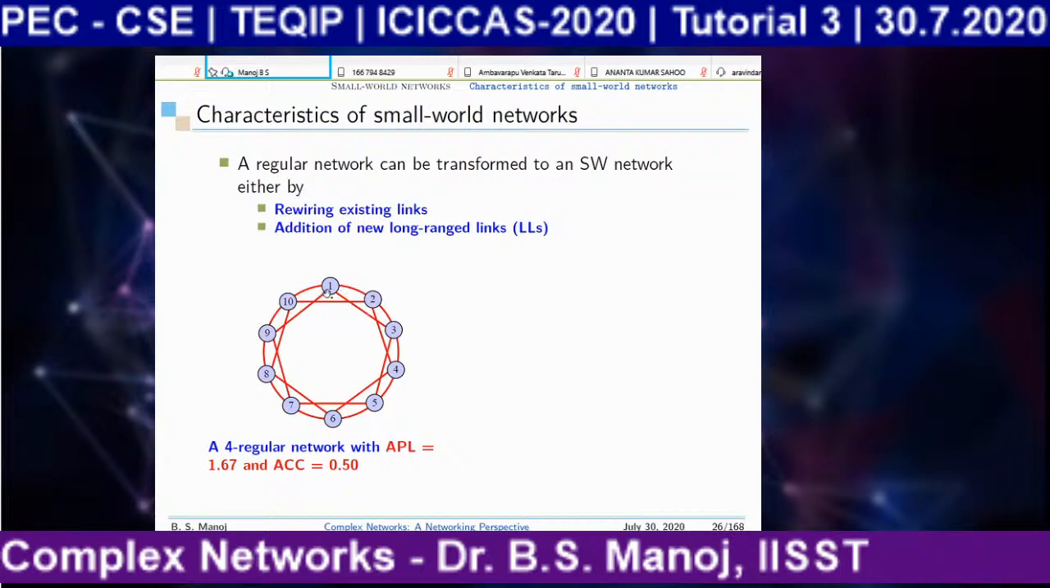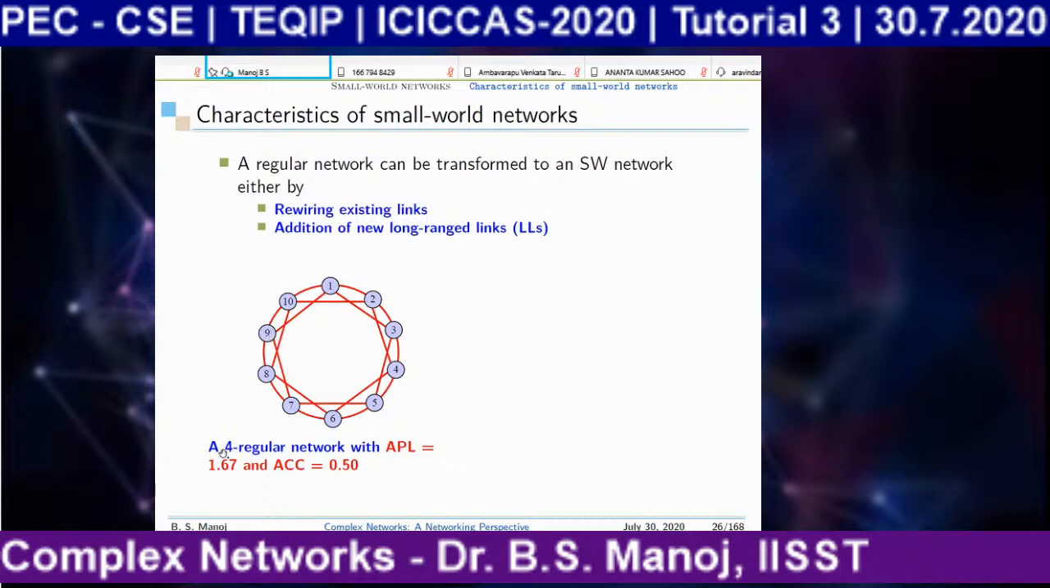Let's say a node has one pair of links to immediate neighbors, and another pair of links to second immediate neighbors. So that way, every node has the same structural similarity. That's why it's called a regular network.